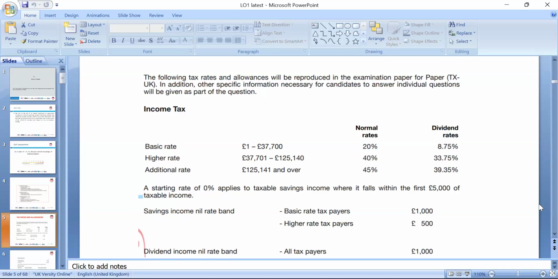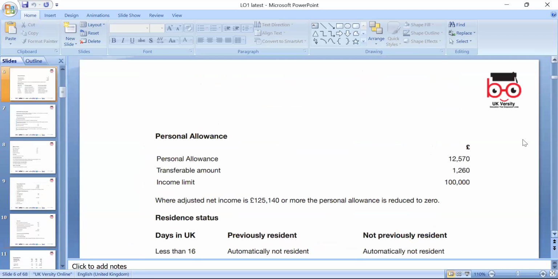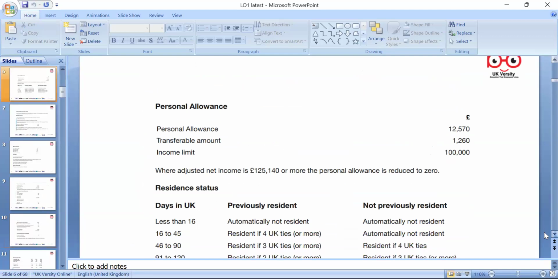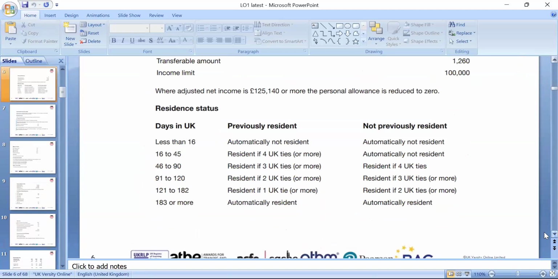We need to look at the savings nil rate band. If you're a basic rate taxpayer, it is 1,000; if you're a higher rate taxpayer, it is 500. We also need to look at the transferable amount, which can be 1,260, where you can adjust the amount if you have earned more than that. We need to look at those earning less than 60.